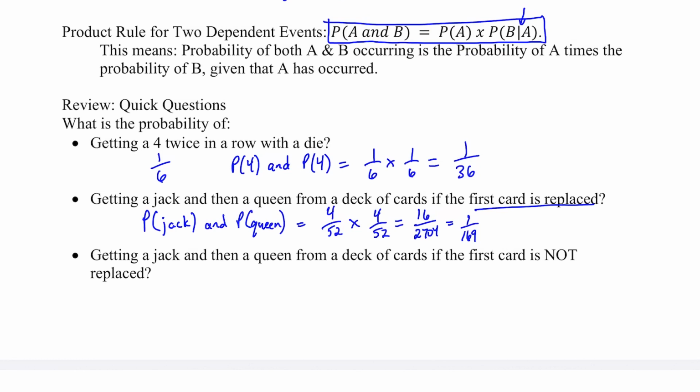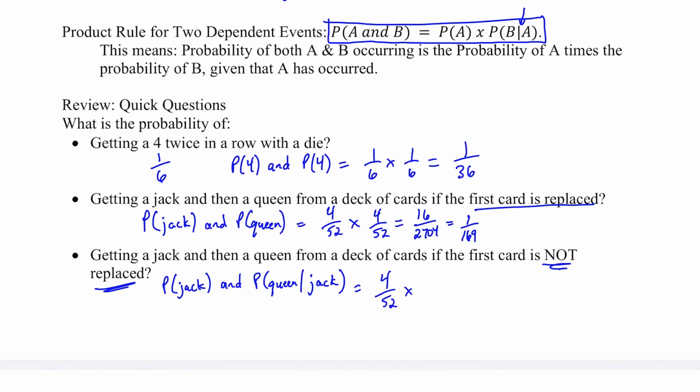What's the probability of getting a jack and then a queen from a deck of cards if the first card is not replaced? So here we have the probability of getting a jack, but now we have dependent events because we're looking to get a queen, but we have to remember that a jack was already taken out. So it's given that a jack has been removed. So the probability of a jack is 4 in 52.